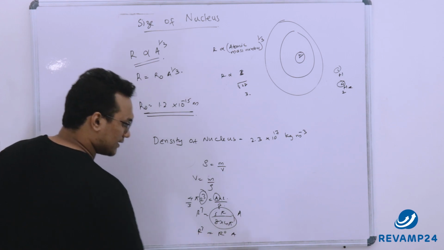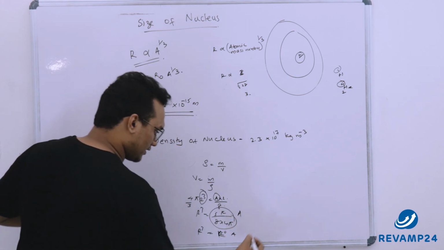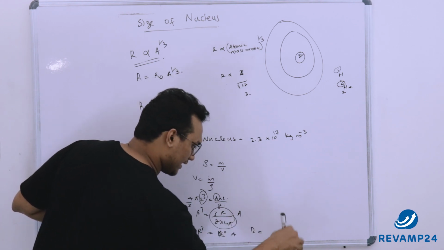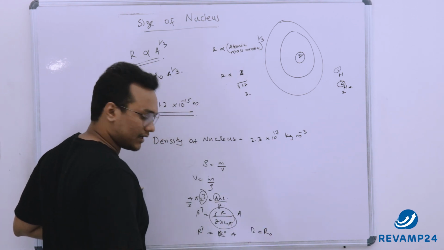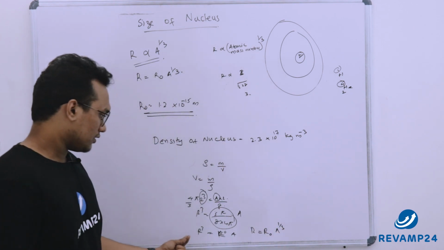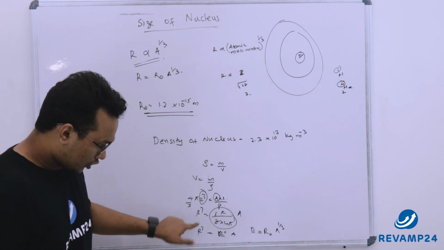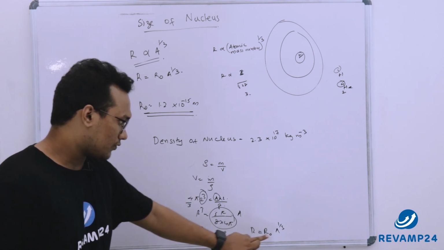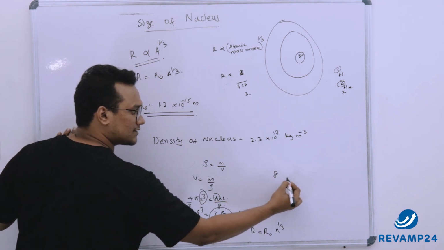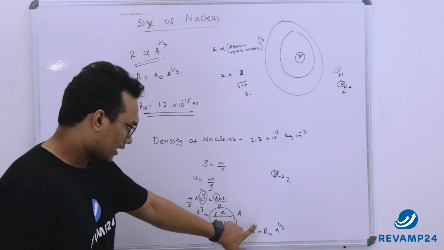So r cube is equal to a constant times a. Now take the cube root of this. So r is equal to the cube root of the constant, which again would be a constant that I am going to mark as r0, into a power 1 by 3. I am taking the cube root of everything. The cube root of 8 is 2, and the cube root of any constant would be a new constant.